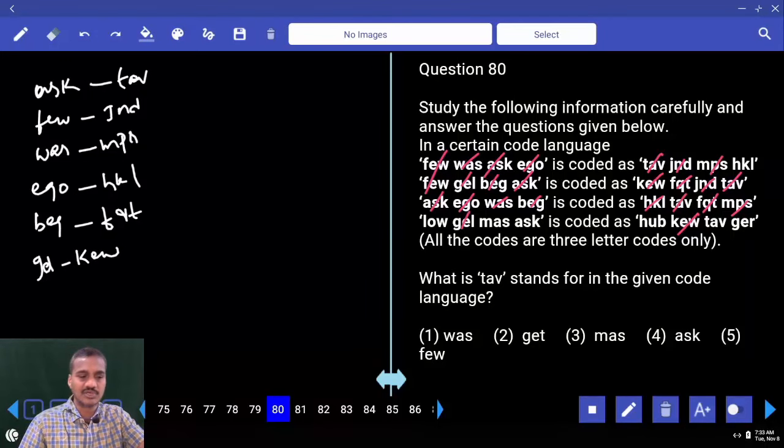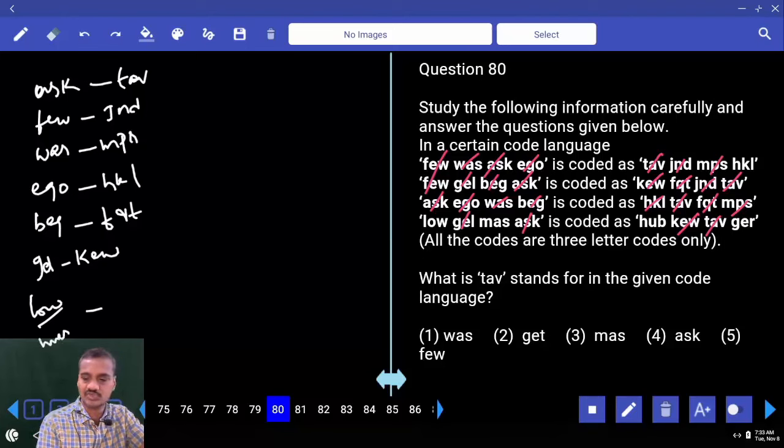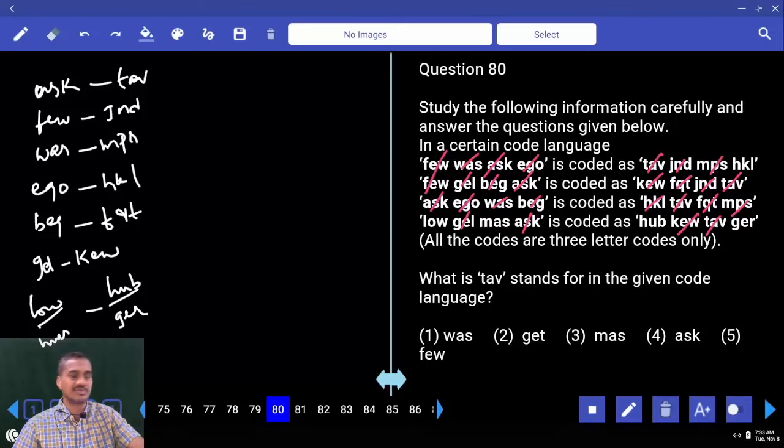And next one, low, mass and ask. The code for ask is what? TAV. Correct, isn't it? And so we are left with 2 words. What are the 2 words left over? Low and mass. Low and mass are the 2 words that are left over, with codes HUB and GER. Done with this? Now these are the words and their corresponding codes.